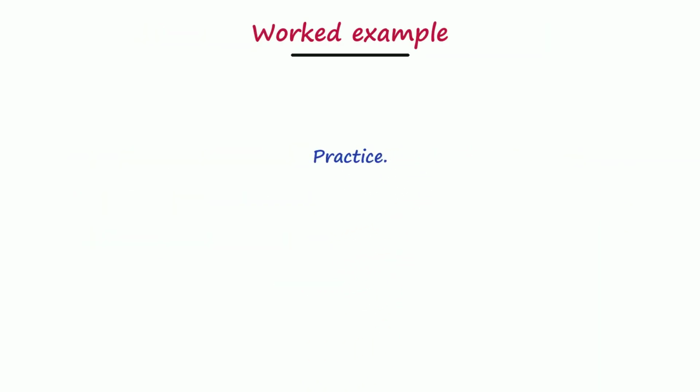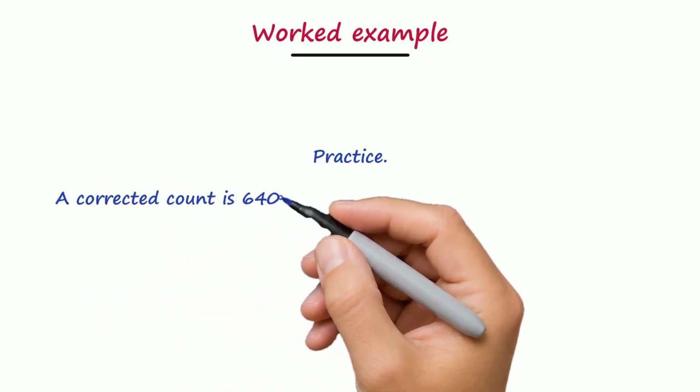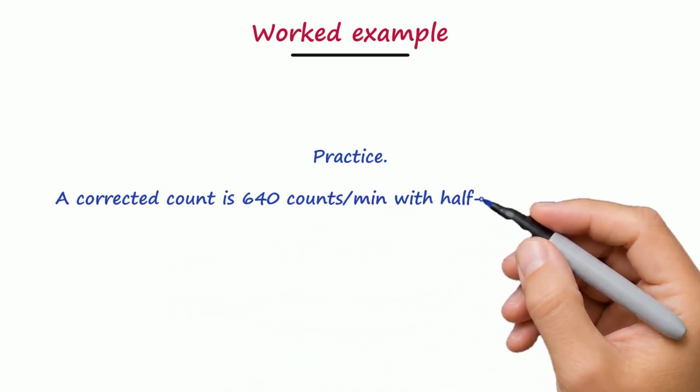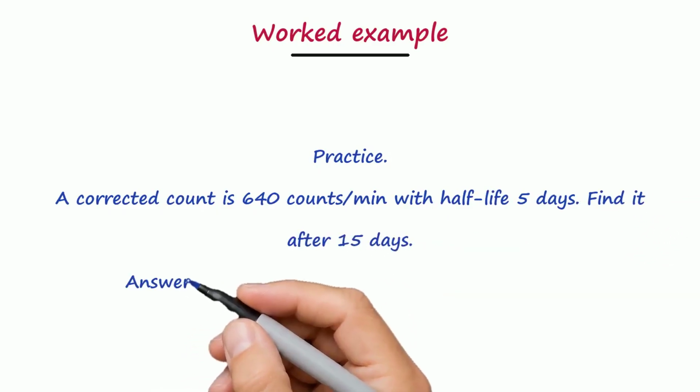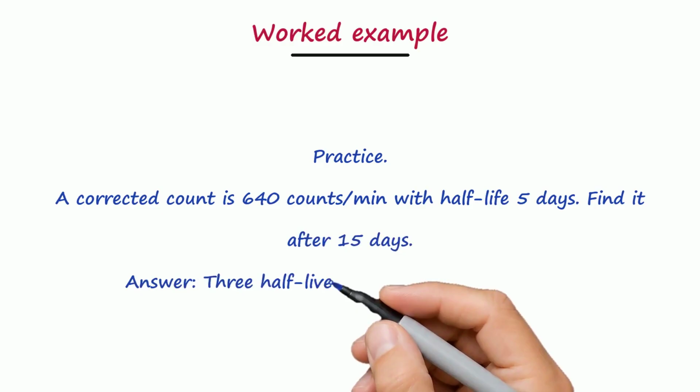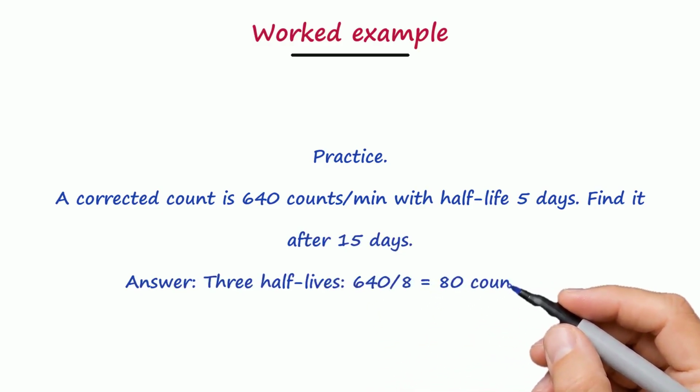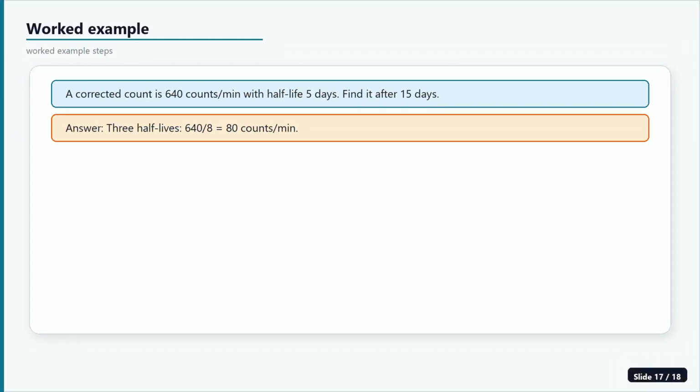Practice. A corrected count is 640 counts per minute with half-life 5 days. Find it after 15 days. Answer: 3 half-lives, 640 over 8 equals 80 counts per minute. Watch the numbers land in the matching symbols. Check that units cancel cleanly. If they do not, the setup is wrong even before the arithmetic.